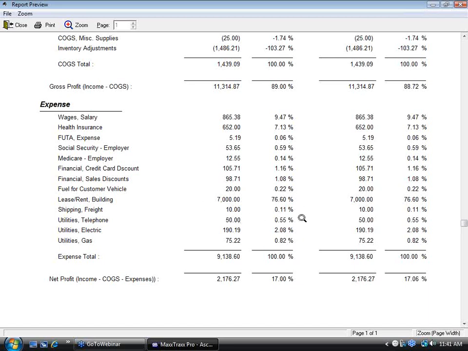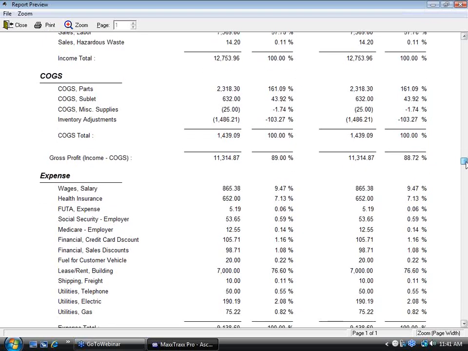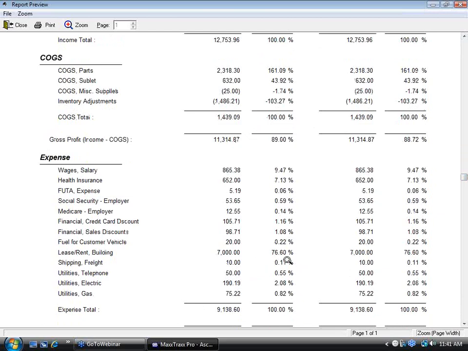But this is a very, very powerful tool to let you know, are my expenses a little bit exorbitant in rent? Look at this, 76% of my expenses are going to rent. You know, either I'm going to have to beef up this number and take more advantage of this 10-bay shop, right? Or, you know, maybe do I need to look for a new place?